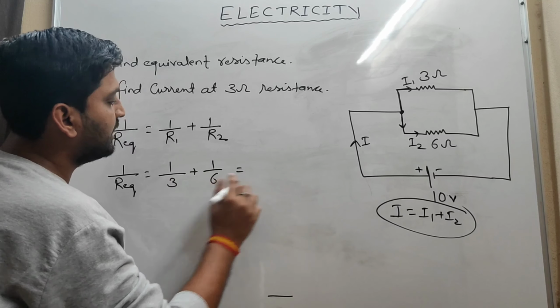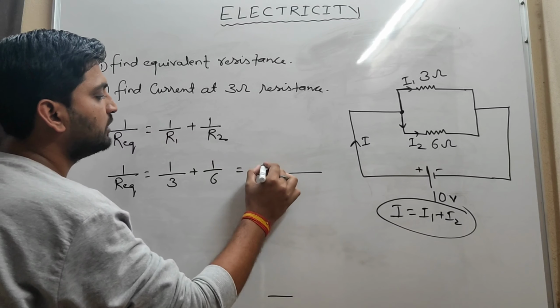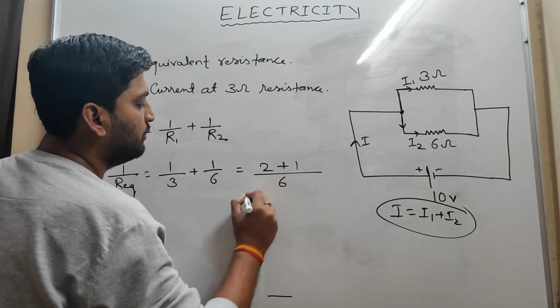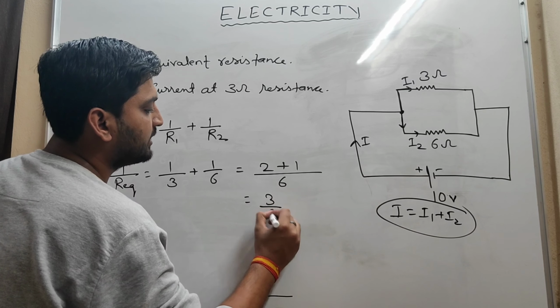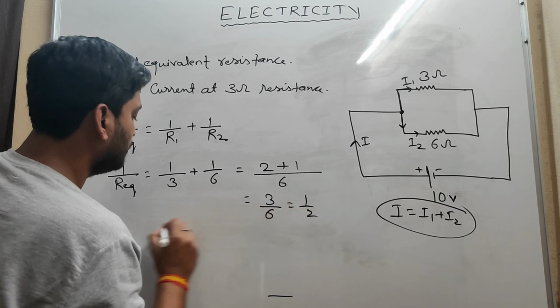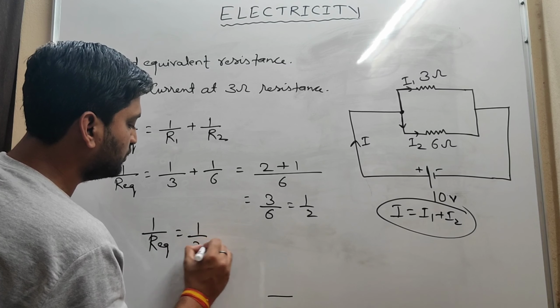So we will take LCM. It will be 6. 3 twos are 6. So 2 into 1 is 2, plus 6 into 1 is 1, which is equal to 3 by 6, which is equal to 1 by 2. So 1 by R equivalent is equal to 1 by 2.